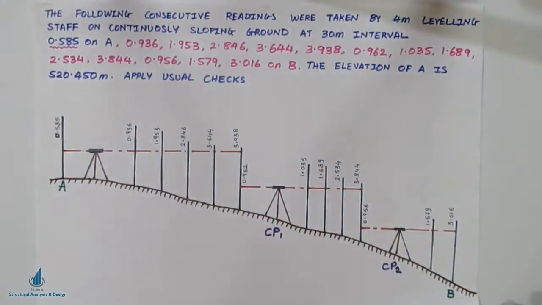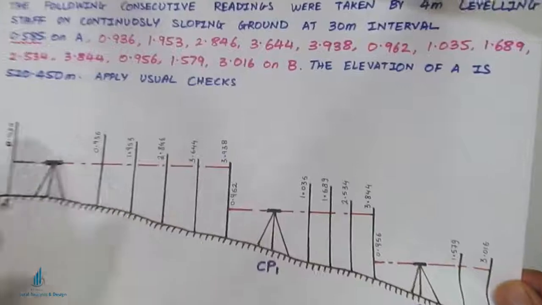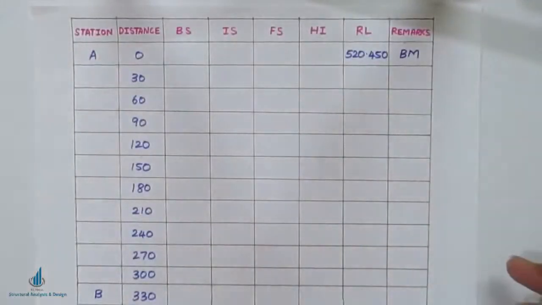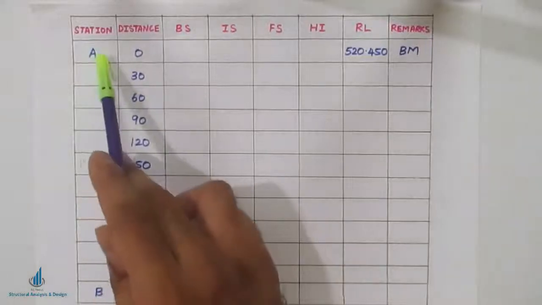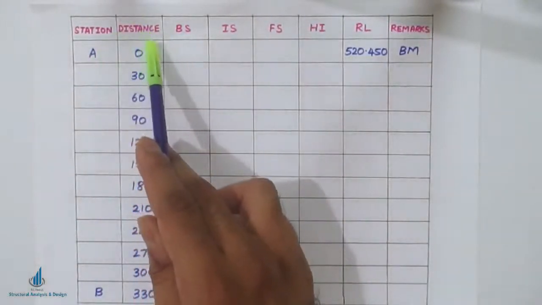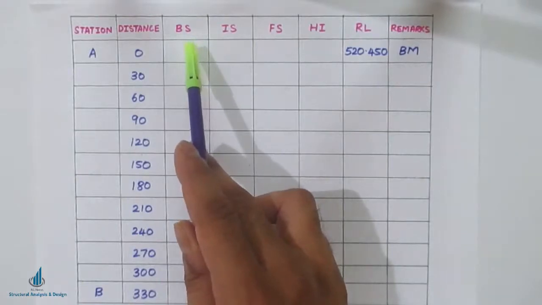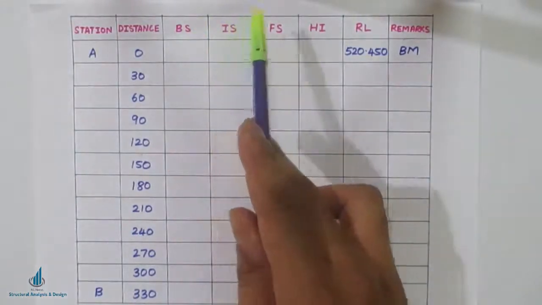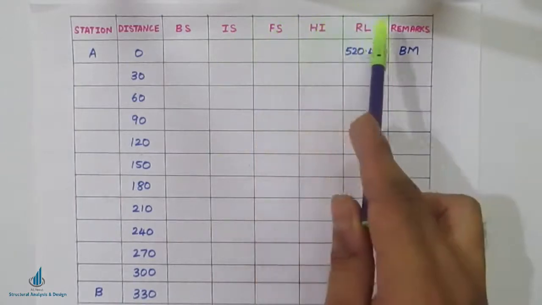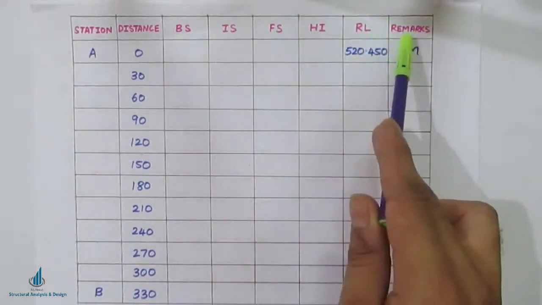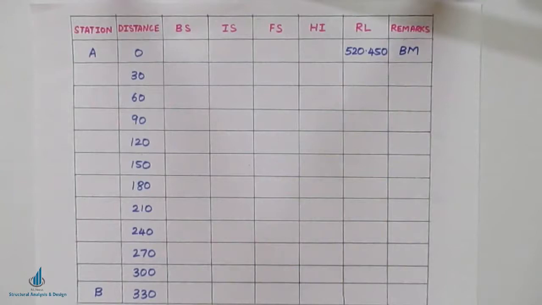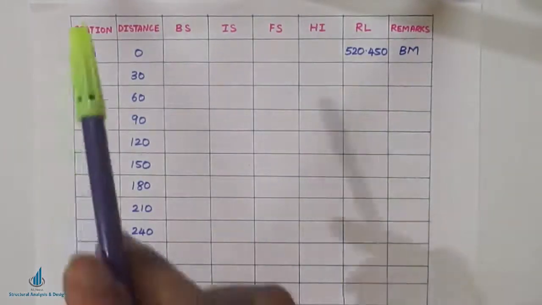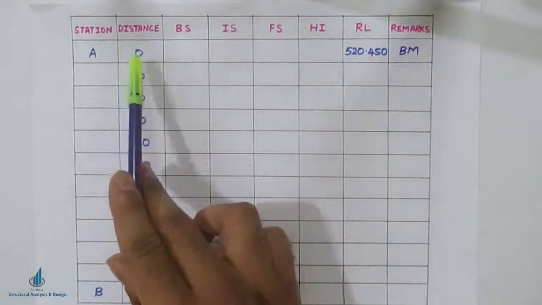So the next important point is to enter these readings in a field book. This is a standard format of the field book. The first column is the station, and the first station is A. The second column is distance. Third is back sight, which I denoted as BS. Next is intermediate sights, IS, foresight, FS, height of instrument, reduced level, that is RL, and the remarks, if there are any in this problem. The surveying starts from station A, which is at distance 0 meters.